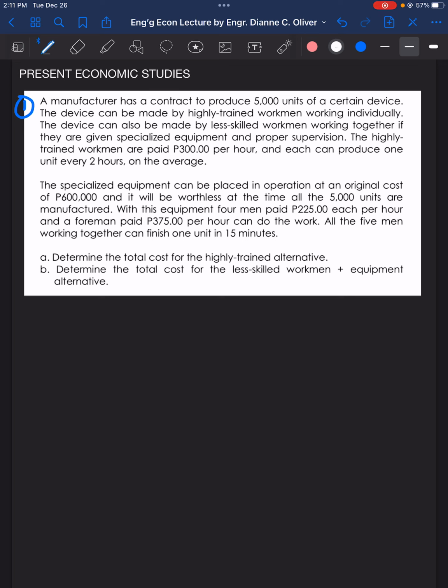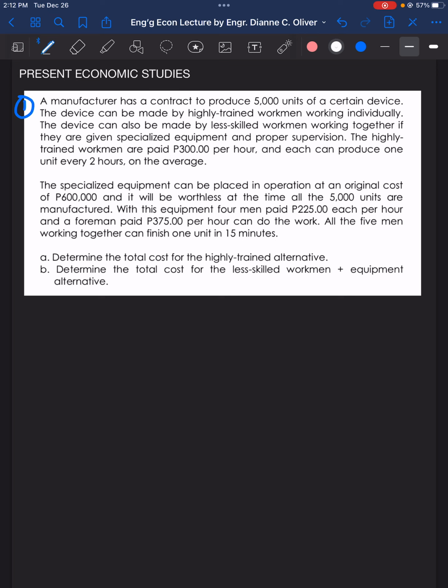a manufacturer has a contract to produce 5,000 units of a certain device. The device can be made by highly trained workmen working individually. The device can also be made by less skilled workmen working together if they are given specialized equipment and proper supervision. The highly trained workmen are paid 300 pesos per hour and each can produce one unit every 2 hours on the average. The specialized equipment can be placed in operation at an original cost of 600,000 pesos and it will be worthless at the time all the 5,000 units are manufactured.